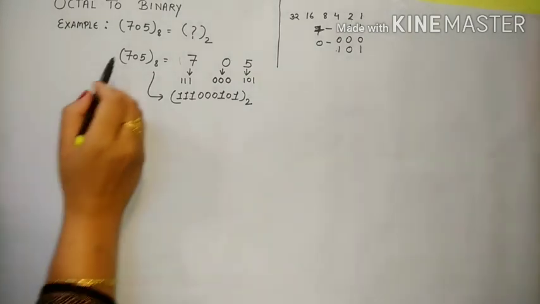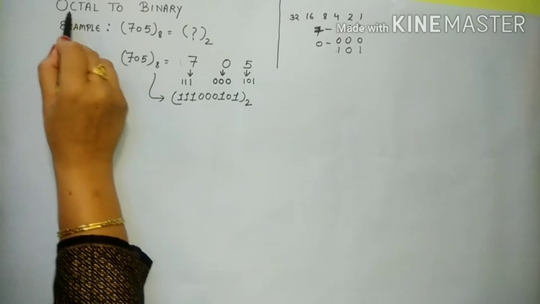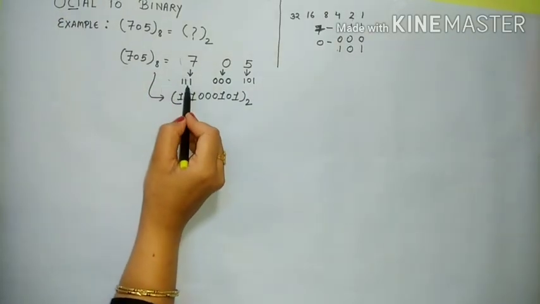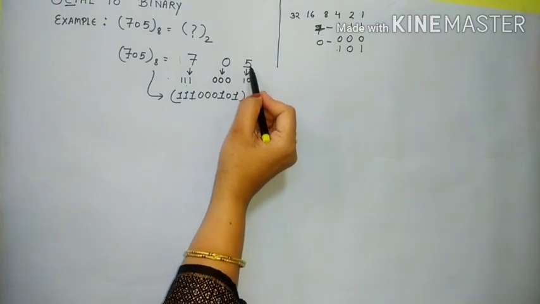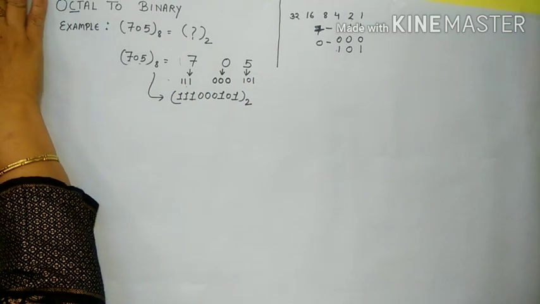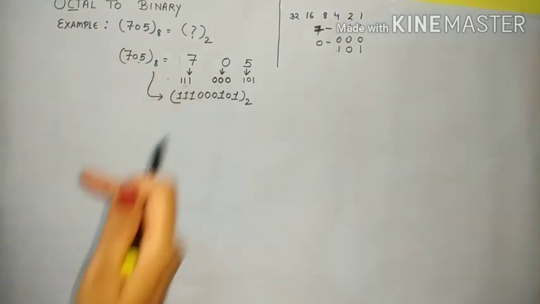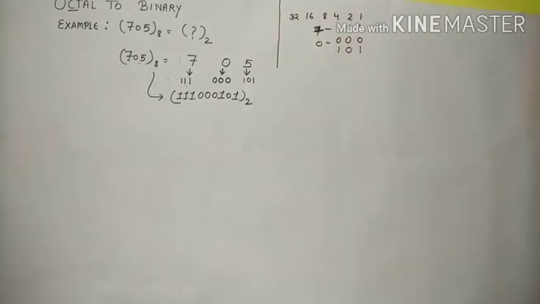Again I am repeating, take every single digit of the octal number and convert it to its equivalent 3-bit binary digits. So we have done. You can do it by converting it independently, the longest method which was there, but this way it can be done easily by using this shortcut method.